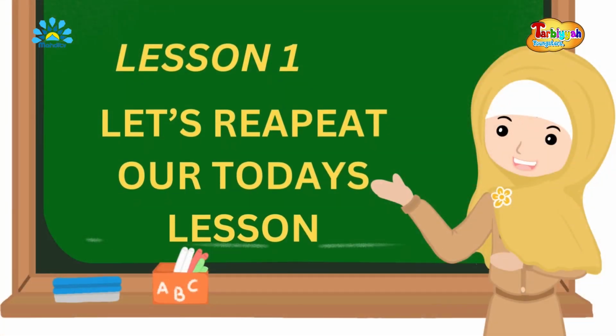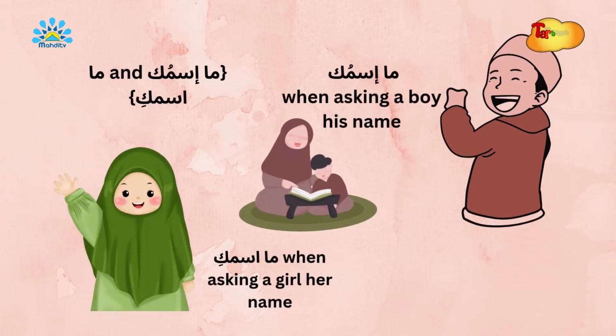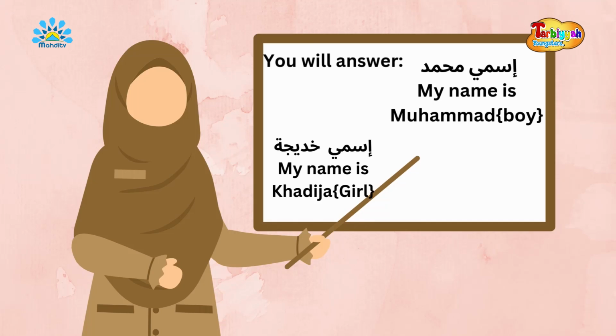Now let's repeat what we have learned today. Ma ismuka and Ma ismuki. Ma ismuka means what is your name when you want to ask a boy. And Ma ismuki, it means what is your name when you are asking a girl. And what is your response? You will answer Ismi Muhammad if you are a boy and Ismi Khadija if you are a girl.